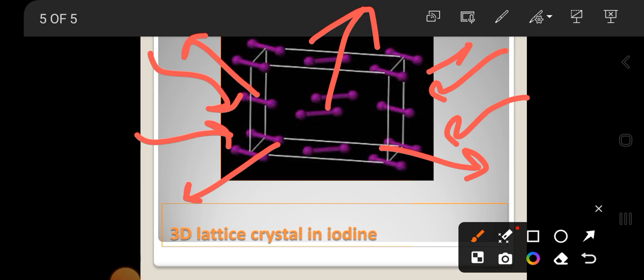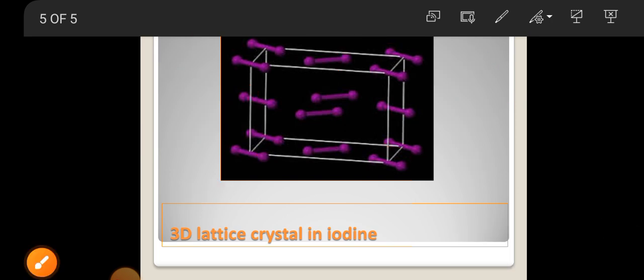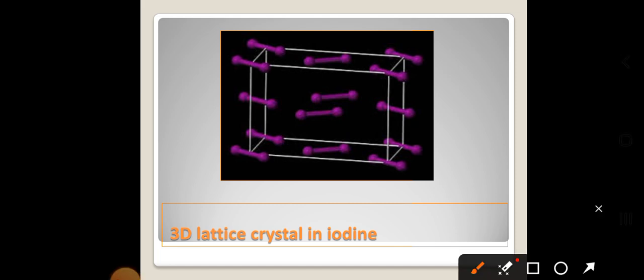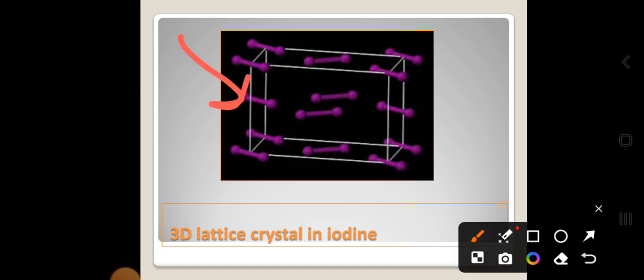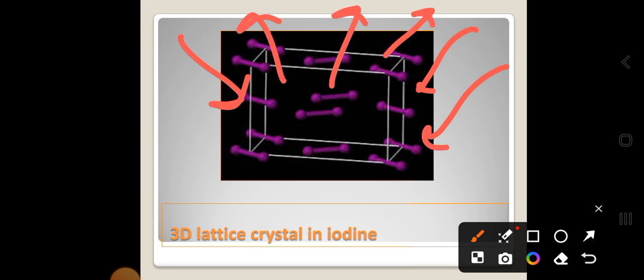So what we can say is that iodine has luster because of this three-dimensional lattice structure, and the arrangement of the iodine at its positions in the three-dimensional structure is visible on the screen. Whenever light falls on the crystal, once light is absorbed, it also undergoes reflection. This reflection creates the luster, the appearance of luster, on the surface of iodine.